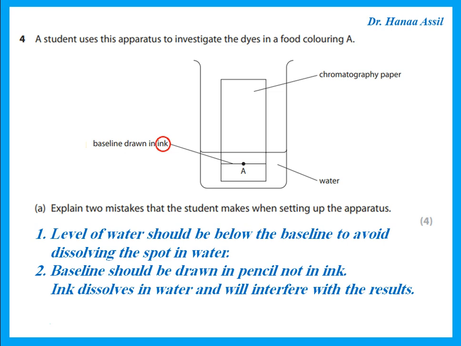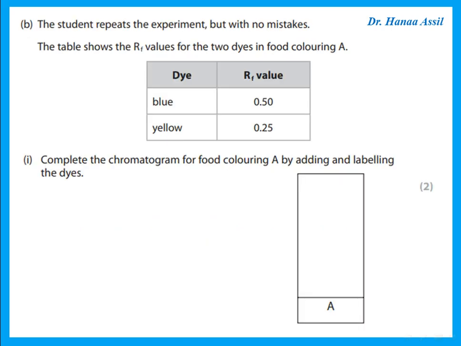So please remember, the common mistake here is you just say the mistake and you don't explain. When he says explain the mistakes, that means you tell me what the mistake is and you explain it. And each of these has 2 marks. Then he says the student repeats the experiment but with no mistakes. So now he's going to do it properly.